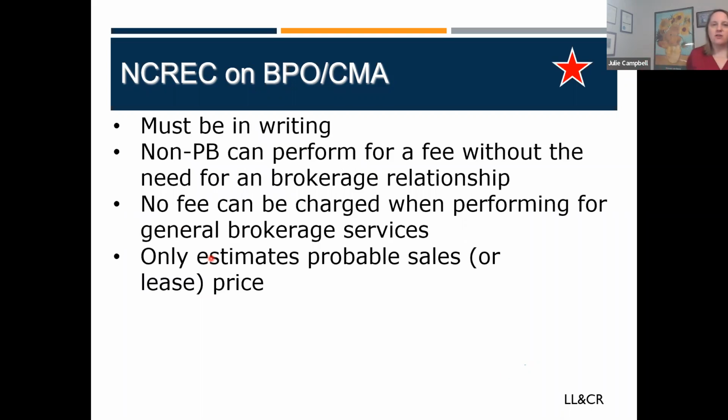The real estate commission says our BPOs and CMAs have to be in writing. Provisional brokers, which is soon to be you guys. Once you get your license, you'll be provisional brokers. We'll talk more about that in license law and commission rule. Provisional brokers cannot perform for a separate fee. Remember last week, for example, we talked about doing a BPO for a third party, maybe a relocation company. Provisional brokers, you can do a BPO for a relocation company, but you can't charge a fee. So my suggestion as a BP is don't do a BPO. Let the broker and BICs do that until you can charge a fee.